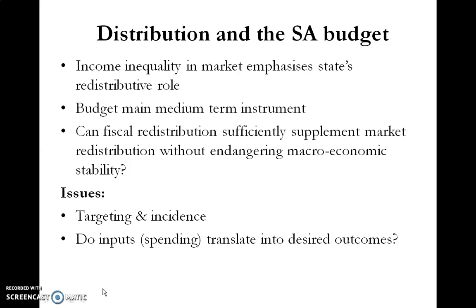So let's consider distribution and the South African budget. We know that income inequality in the market emphasizes the state's redistributive role. The main instrument used by government is the budget, and this is helpful mainly over the medium term. But can fiscal redistribution sufficiently supplement market redistribution without endangering macroeconomic stability? Some issues that we will cover in this lecture, which is linked to the previous question, include targeting and incidence, as well as answering the question, do inputs, i.e. government spending, translate into the desired outcomes we wish to see?